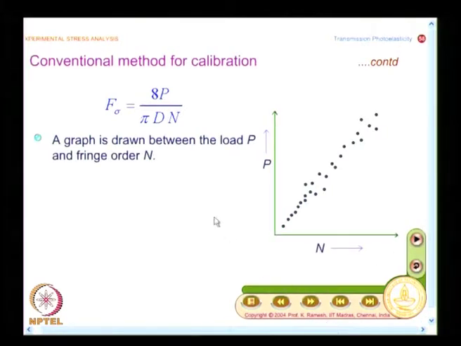And what I have here is the very famous expression, and the thickness of the model does not come into the final form of the expression. You find out the fringe order N, and you know the load that is applied, you know the geometric parameter of the disk. So, I can find out f sigma.